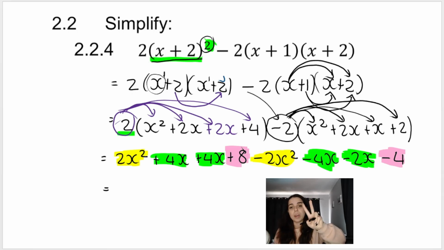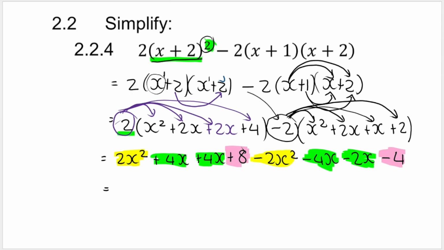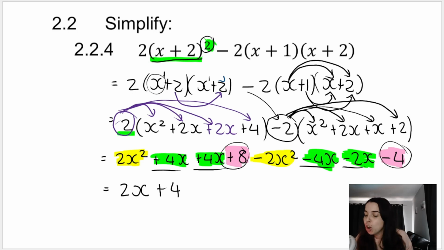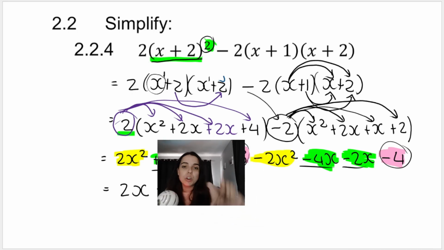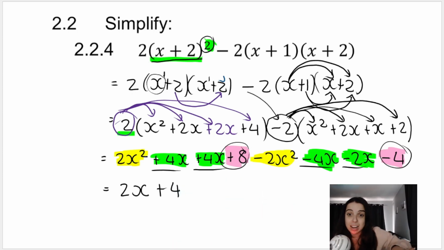What is 2x squared minus 2x squared? So I had 2 of them. I'm minusing 2 of them. I now have 0 x squared, so leave it out. Then I've got 4x plus 4x, which is 8x, minus 4x, takes us back to 4x, minus 2x, which is 2x, and then I've got 8 minus 4, which is positive 4. There we go. I know it is a lot of work, but hopefully you don't find it difficult. You need to go through each step slowly to avoid making sign mistakes.